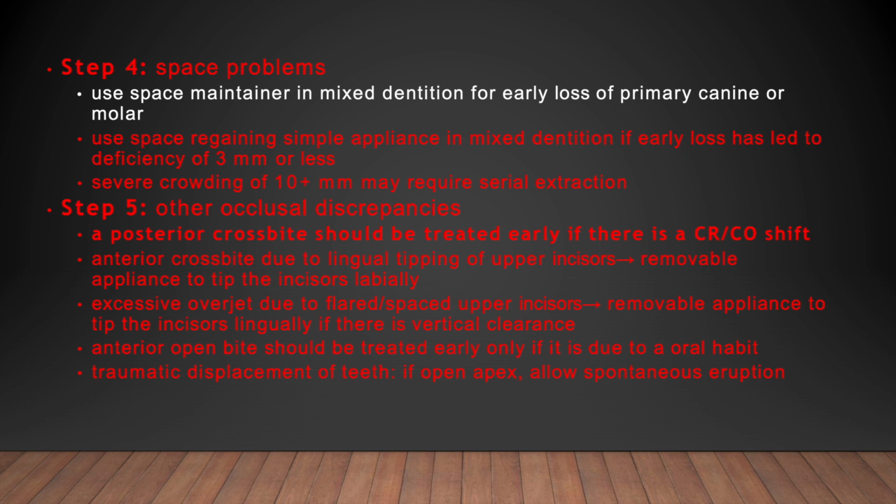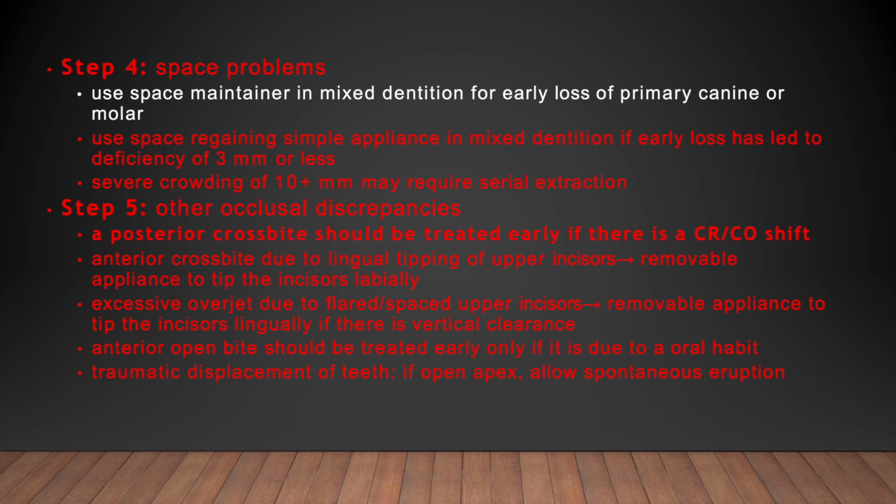Now, step number 5 is other occlusal discrepancies, and these include a posterior crossbite. If you do have a CR/CO shift, which is something that you should check when you have a posterior crossbite, it should be treated early. For an anterior crossbite due to lingual tipping of the upper incisors, we can use a removable appliance to tip these incisors labially. And when we have excessive overjet due to flared and spaced upper incisors, we can also use a removable appliance to tip these incisors lingually, if there is vertical clearance, of course. And anterior open bite, remember how we said it can be deferred. So anterior open bite should only be treated early if it's due to an oral habit.